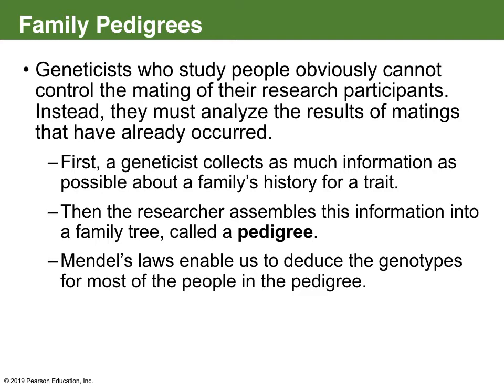So a geneticist tries to get as much information as possible about a family's history for a trait. Then the researcher can take that information, that, oh yeah, great-grandma had this and uncles had that, assemble that information into a family tree called a pedigree. And because of Mendel's laws, this business of probability and independent assortment and all, we can deduce the genotypes for most of the people in the pedigree.